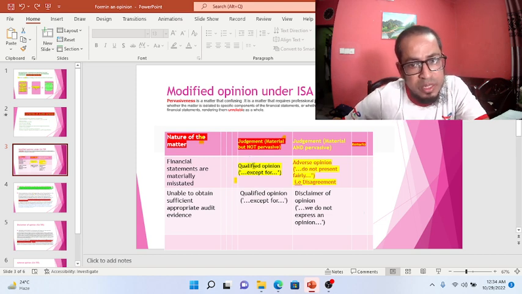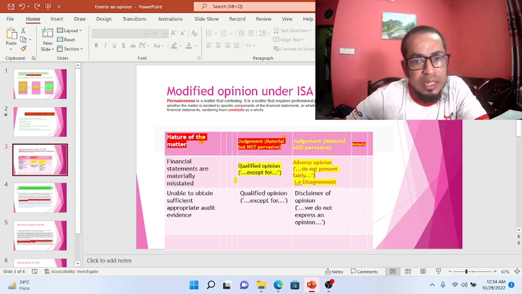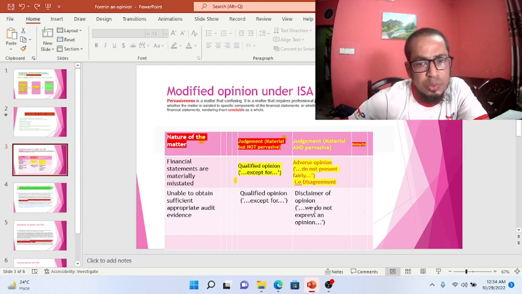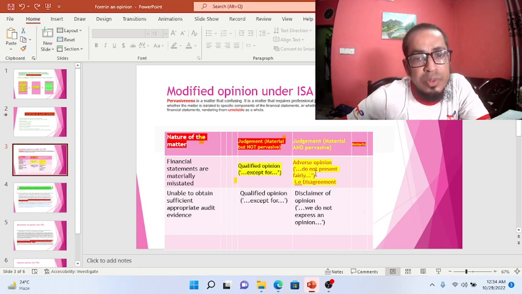If the matter is pervasive, then the auditor can issue an adverse opinion or a disclaimer, in which sentence they should use 'do not express an opinion'. In an adverse opinion, the financial statements are disagreed with by the auditors. They do not present fairly. A true and fair view is not stated in the financial statements, and that will be addressed by the auditor.